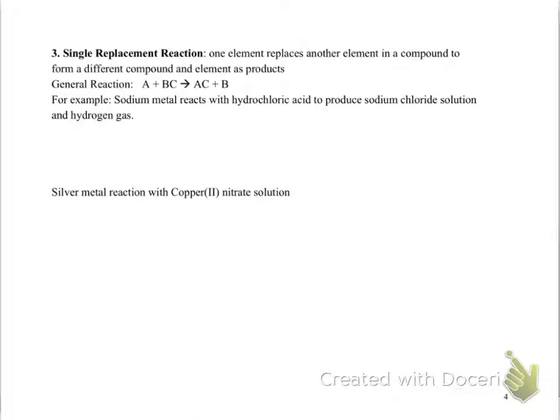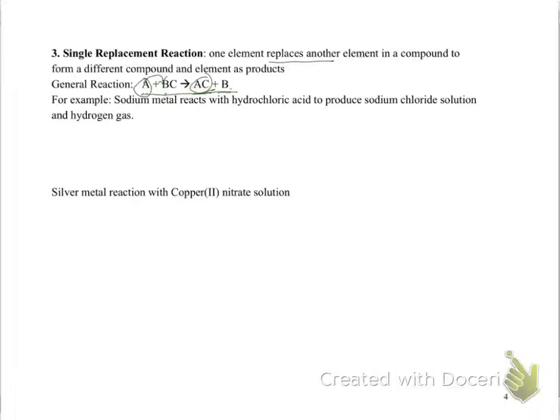Another type of reaction is a single replacement reaction. In this reaction, one element replaces another element in a compound to form a different compound and element as products. So let's look at this general reaction. Here A is replacing B from BC and B is out. So once A is replacing B, it is combining with C to form AC plus B.